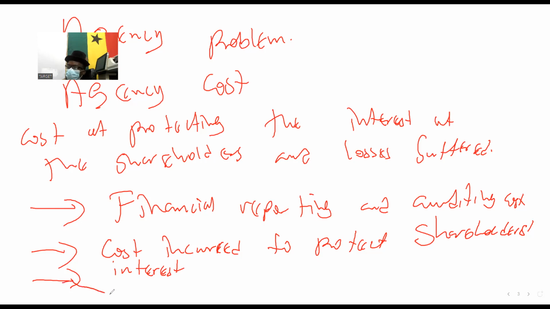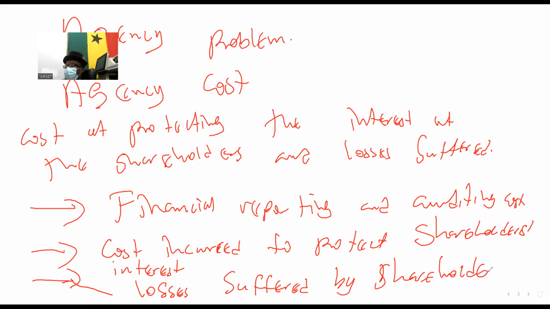The last one is what we call any losses suffered by shareholders as a result of bringing an agent in. So if the agent takes the wrong decision, it may affect your shareholding. If agents, managers and directors take the wrong decision, and therefore the company loses money, it normally goes against shareholders. Shareholders have the long run effect of all these mistakes.